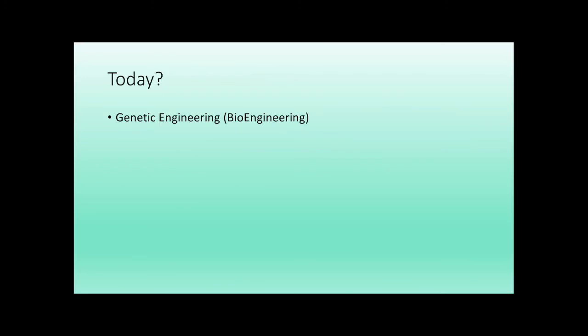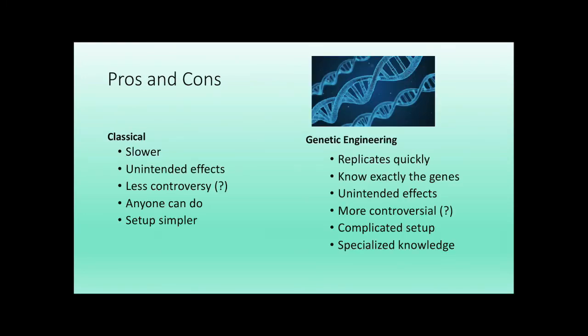Today, of course, we do genetic engineering, and we will see a guest lecturer on genetic and/or bioengineering, if you want to call it that. It's yet another tool for making more plants and making plants do more of what we want rather than leaving it to chance. Also, pros and cons of these sorts of things. Sometimes it's a little slower. We often have unintended effects. We can have unintended effects with traditional breeding.